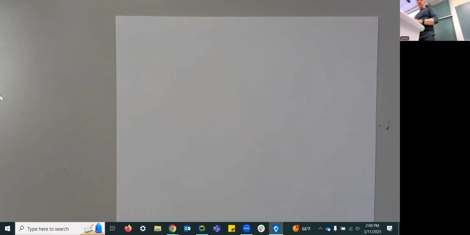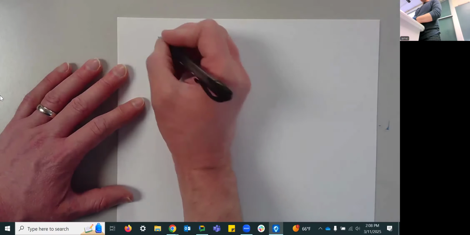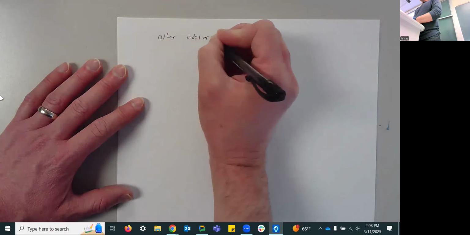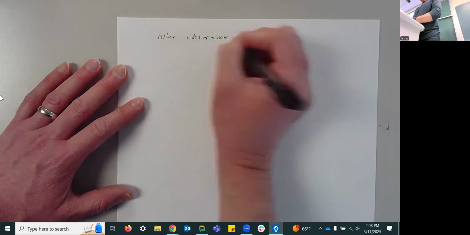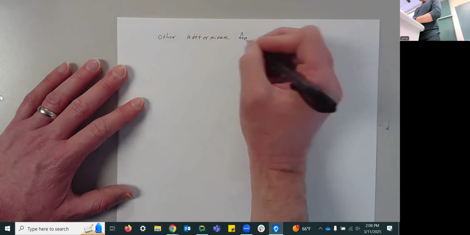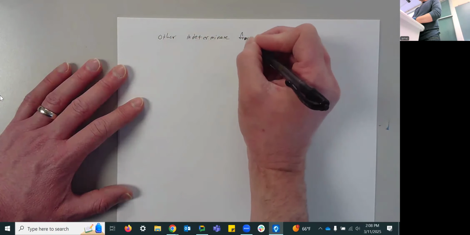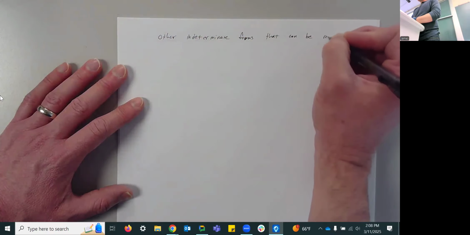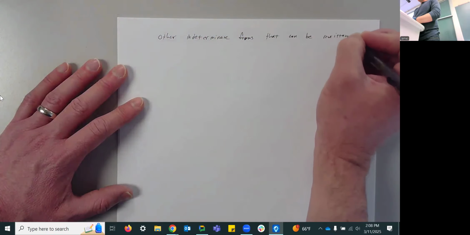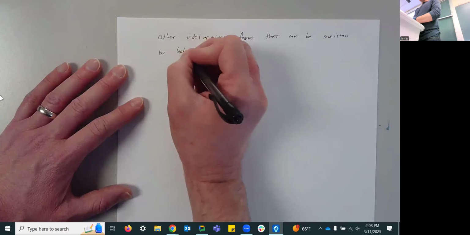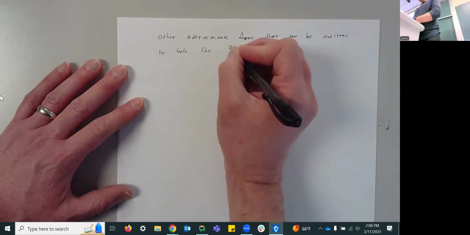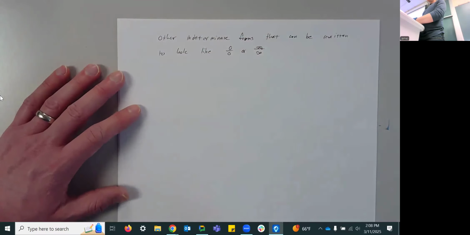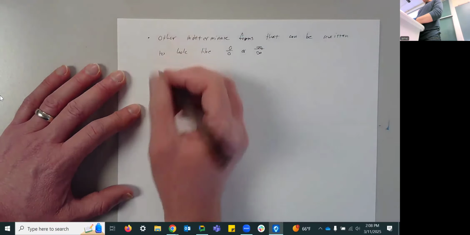So there's like 5 other types of indeterminate forms. I should say other indeterminate forms that can be rewritten to look like a 0 over 0 or an infinity over infinity. And they are the following.